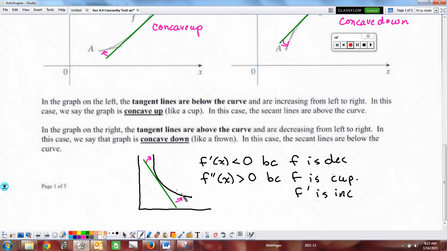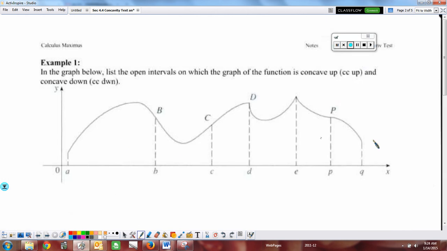So this is where we're looking at this idea of how we can use information about the second derivative. We can use the second derivative with an increasing/decreasing test to determine what f prime is doing. And we can use the second derivative as a concavity test to determine whether f is concave up or concave down. Alright, so just to review, this is pre-calc again. We're just looking at a graph and determining the open intervals on which the graph is concave up or concave down.